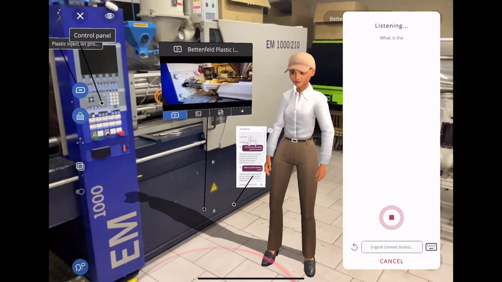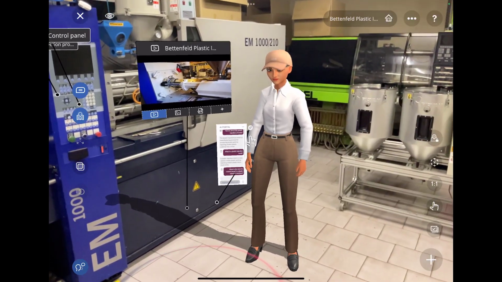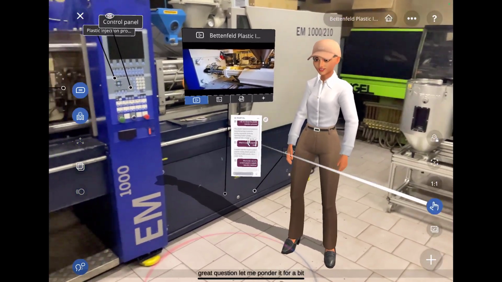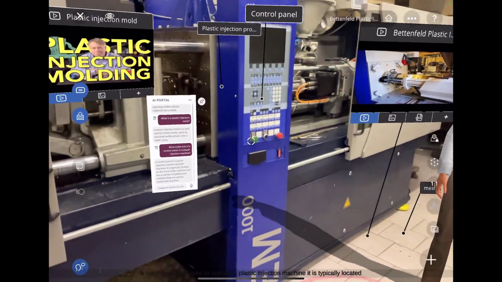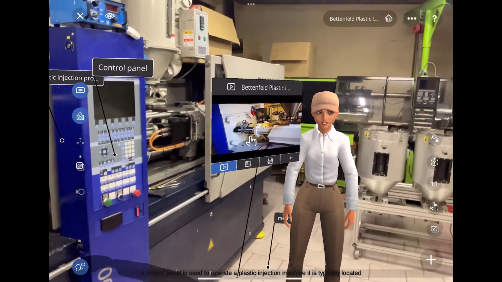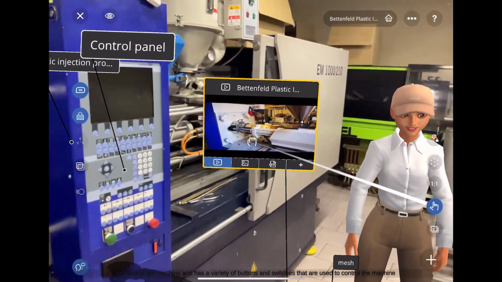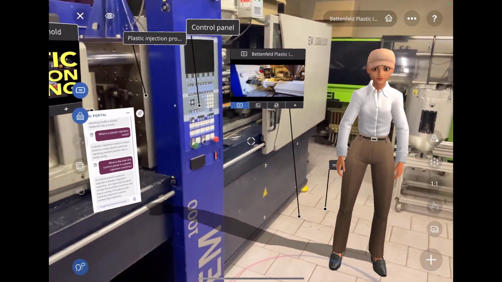What is the role of a control panel in a plastic injection machine? A control panel is used to operate a plastic injection machine. It is typically located on the front of the machine and has a variety of buttons and switches that are used to control the machine.